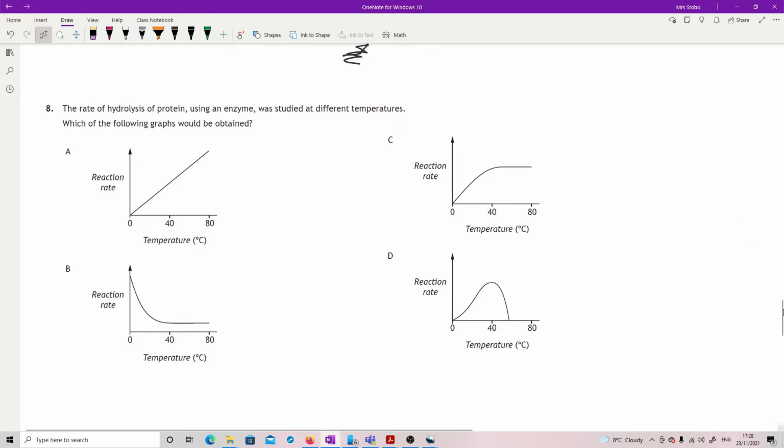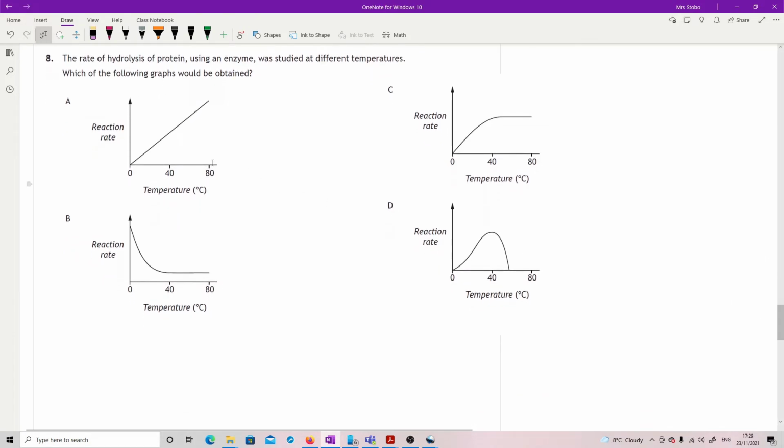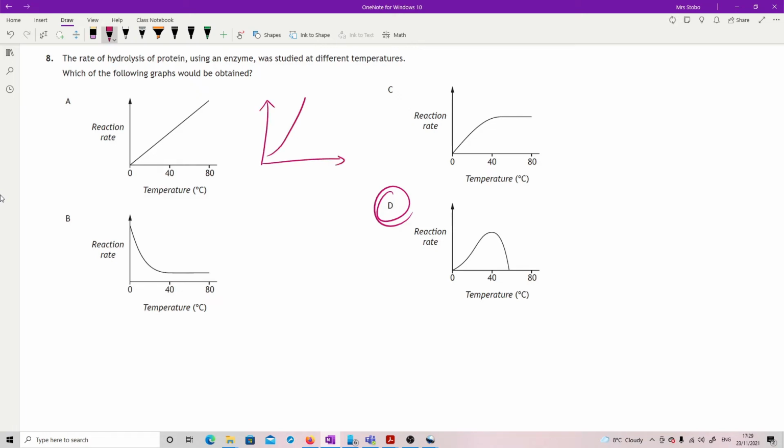Okay, I put this one side by side just because it was taking up an awful lot of paper on the actual paper. Okay, question 8. The rate of hydrolysis of protein using an enzyme was studied at different temperatures. Which of the following graphs would be obtained? Right, you just need to know the curves. This is the curve for an enzyme. What you're getting here is going to an optimum and then the enzyme is denaturing. Okay, the other ones don't fit to temperature. If it wasn't an enzyme, what you'd also expect is not even a straight line. You would expect that the temperature curve would do that. It would shoot off because of your big bump change on a Boltzmann curve.